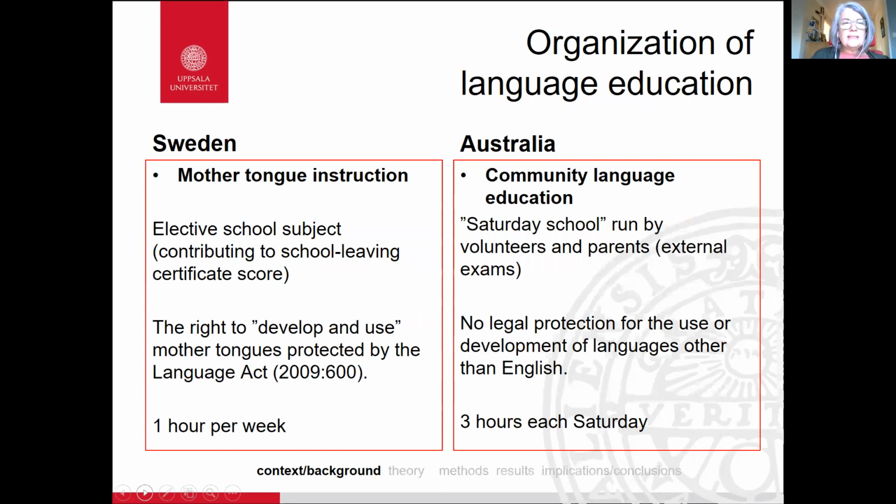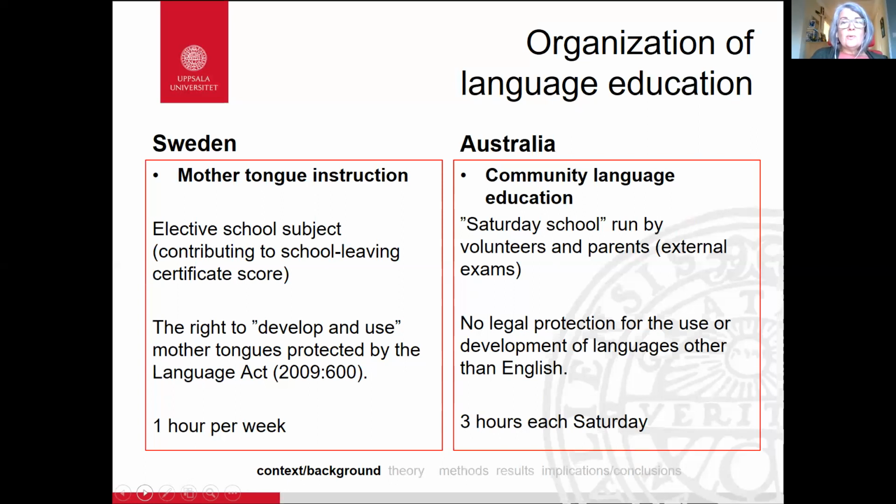The ways that this form of education that I've investigated are arranged and organised in Sweden and Australia, the two countries that I've looked at, are very different. So in Sweden, mother tongue instruction has been an elective school subject since 1977, since the home language reform, and students who study mother tongue instruction gain points which contribute to their school leaving certificate score. The right to mother tongue instruction, or rather the right to develop and use mother tongues, is protected by the Language Act in Sweden, which has been effective since 2009. Students studying mother tongue instruction usually have about 1 hour per week of subject instruction.